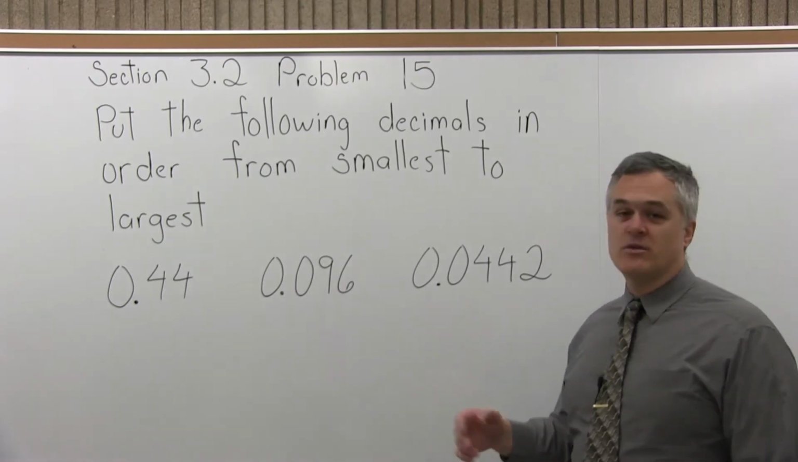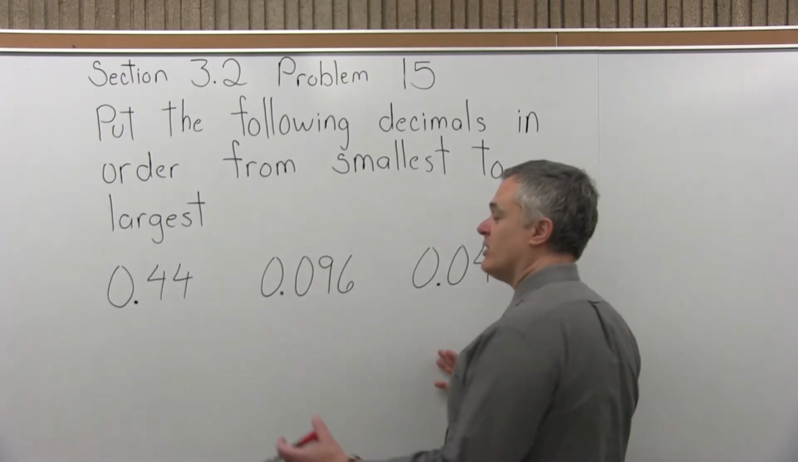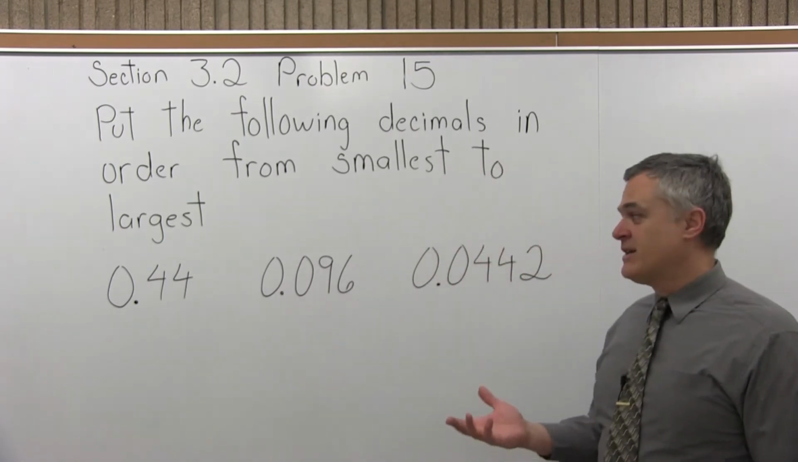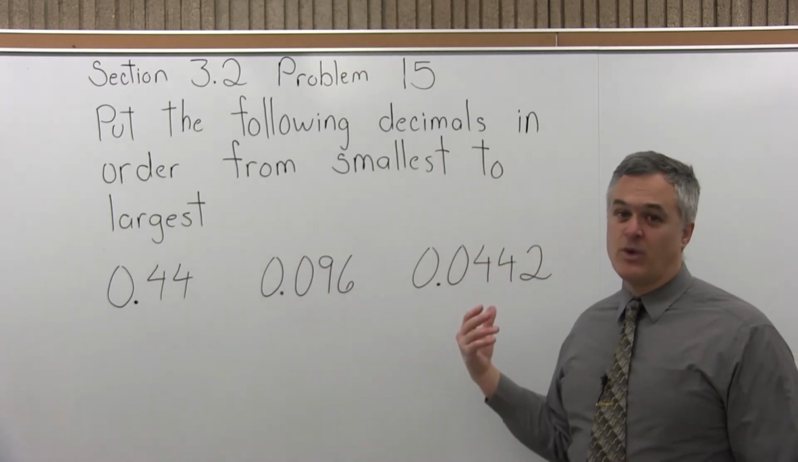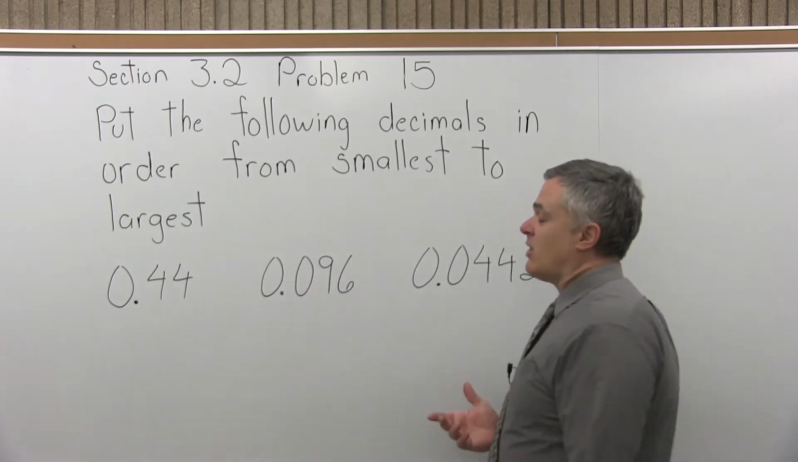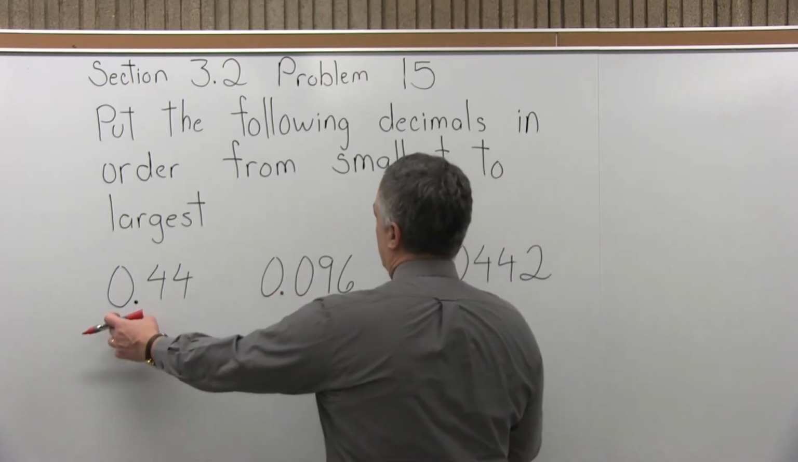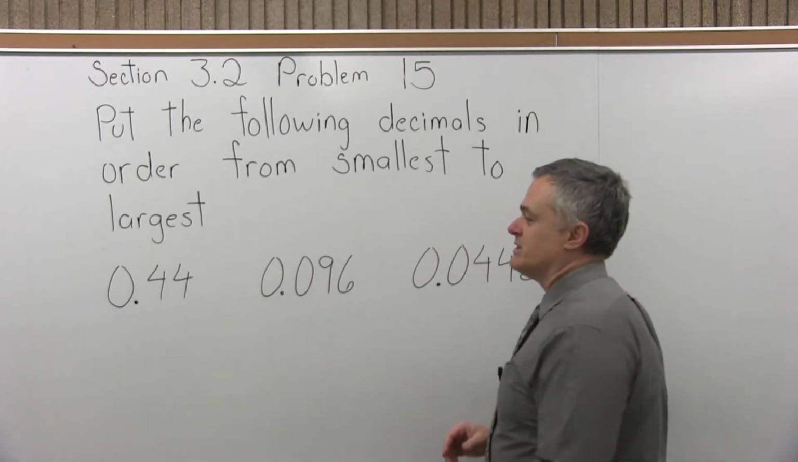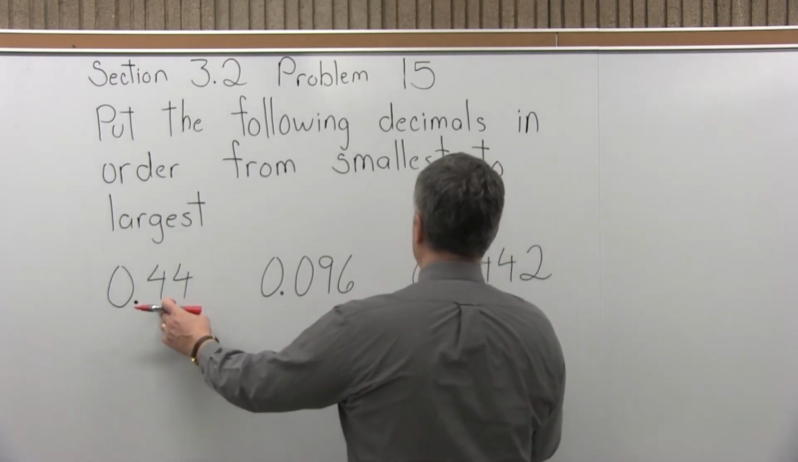If it's not completely apparent just by looking, what you want to do is start with the leftmost digit and make a comparison. If there's a tie, then move over one digit to the right and make a comparison and keep going. So the leftmost digit, all three numbers start with a 0. So I have a three-way tie. I still don't know which one's the smallest. Move in one digit to the right.